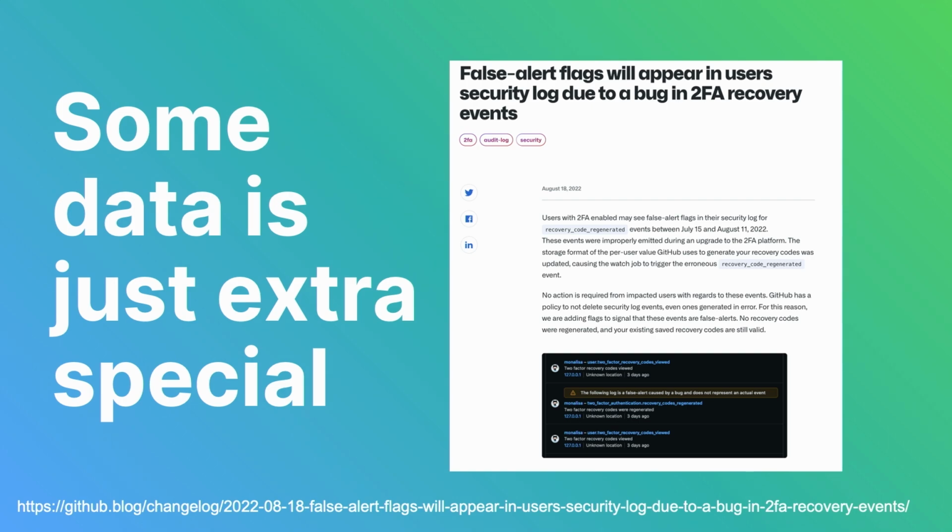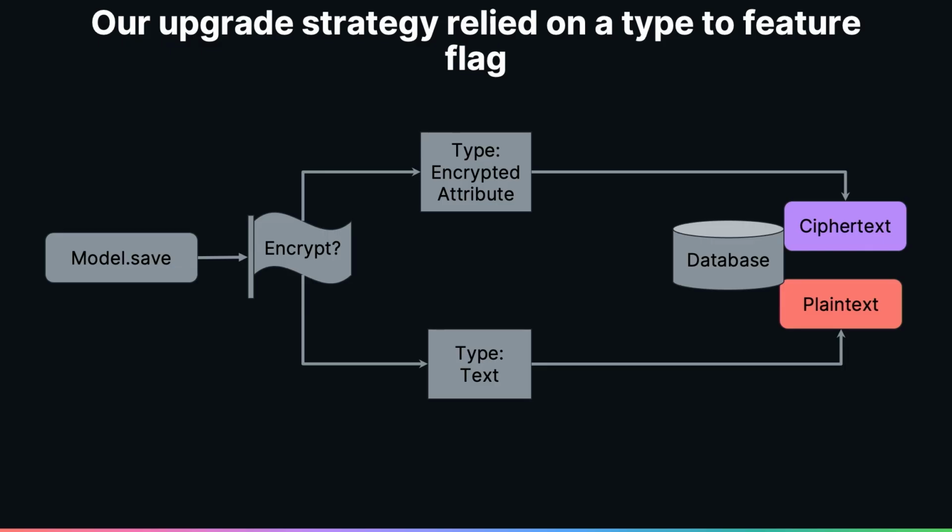And we had one such extra special column, two-factor recovery codes. We had monitoring in place to measure things like encryption and decryption failures, but we didn't have anything internal in place to measure side effects of our upgrade strategy. Our upgrade strategy relied on a type to feature flag, right? The flag would determine if a record should be encrypted or not, and it would be set to encrypt before we ran our upgrade migration.